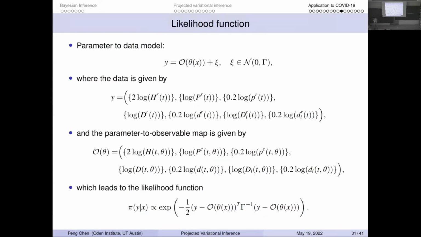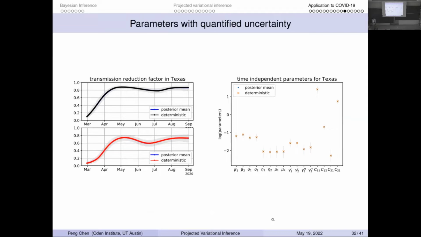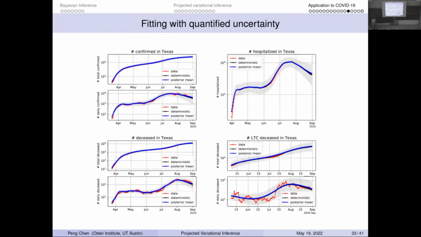And then we have the likelihood function, where we have the loss function, where we can define this likelihood function. The data is given by all these reported cases, and the observation is given by the model simulation. We have a likelihood function assumed to be Gaussian here, and these are the parameters that we learn with equipped uncertainty. Both time-dependent parameters and time-independent parameters are equipped with uncertainty. And also this is their Bayesian inference with a posterior mean in blue compared to data, and also deterministic inference.